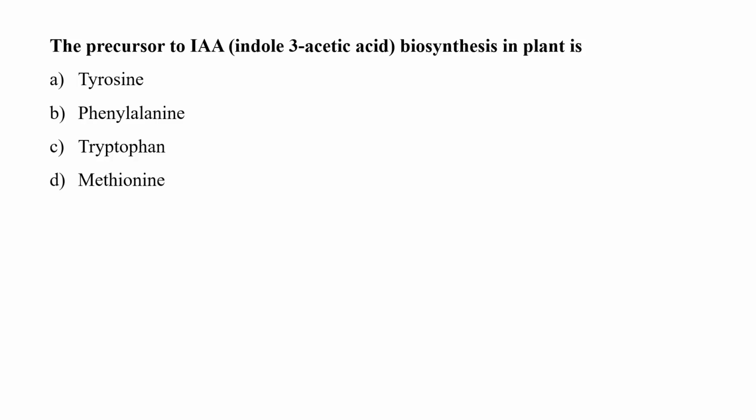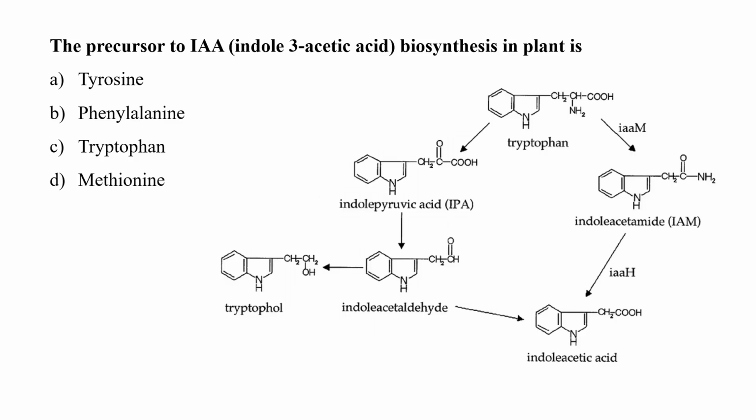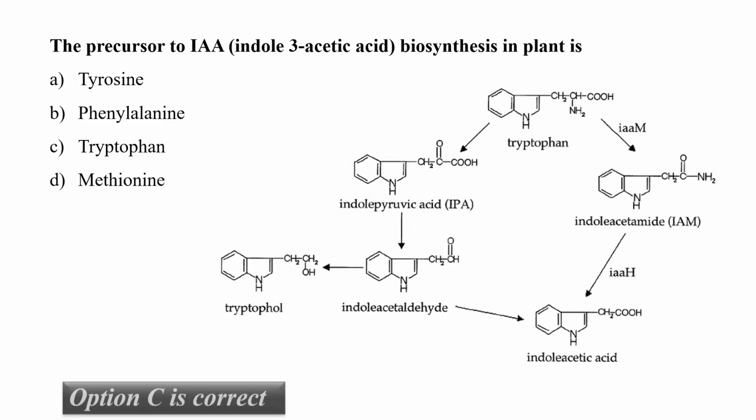The precursor to IAA, or more often known as indole 3-acetic acid, biosynthesis in plants is tyrosine, phenylalanine, tryptophan, or methionine. As you can see in the figure, indole 3-acetic acid is the main auxin produced by the plant using tryptophan as a precursor. So option C is the correct answer.